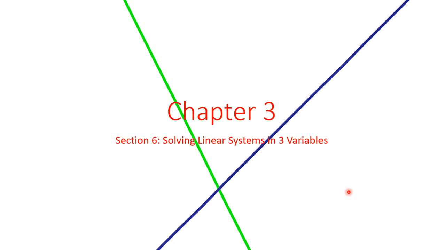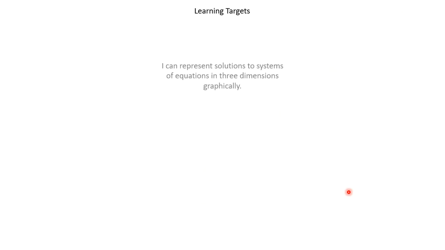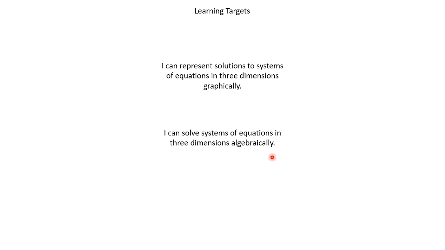So, our learning targets for today. I can represent solutions to systems of equations in three dimensions graphically, and I can solve systems of equations in three dimensions algebraically. And remember, a linear equation in three dimensions does not graph a line, it graphs a plane. And so, one, we can be thankful that we're solving these algebraically because trying to solve them graphically would be amazingly difficult. But second, what could planes do in three dimensions?